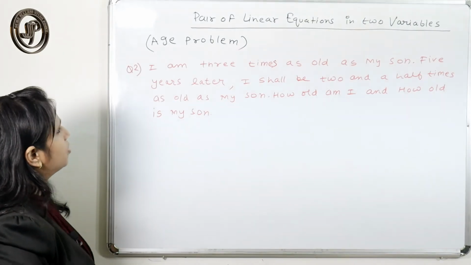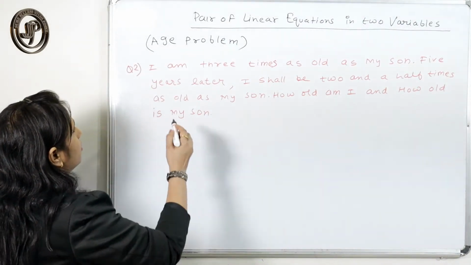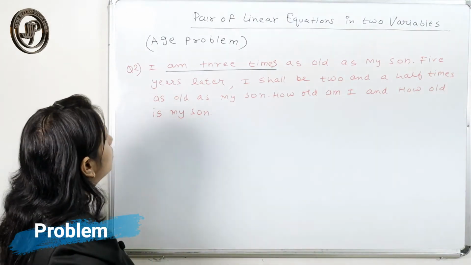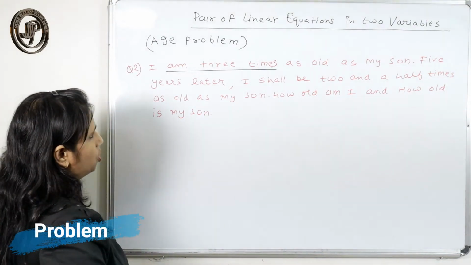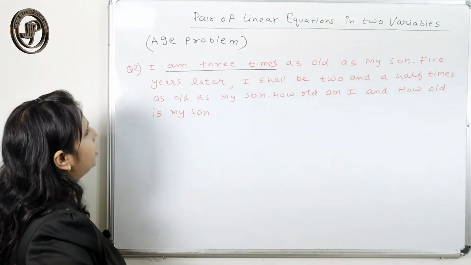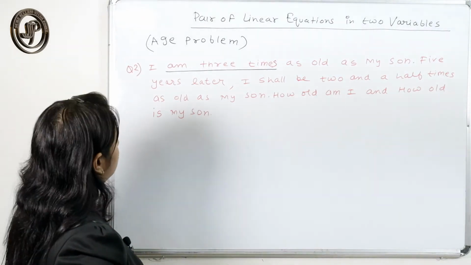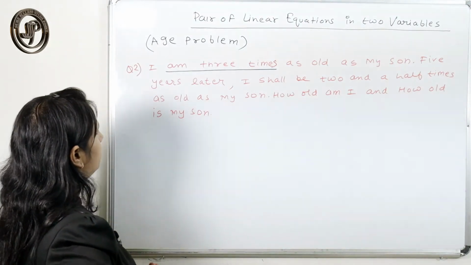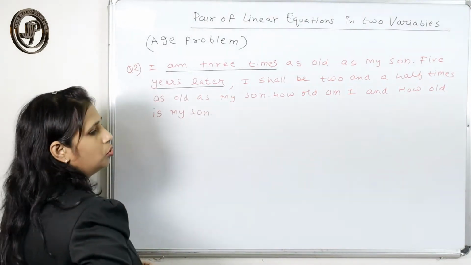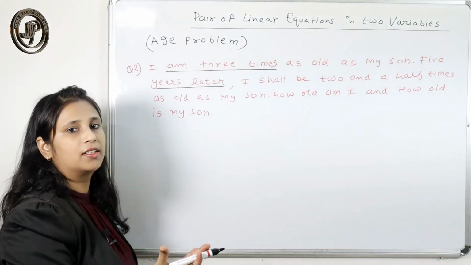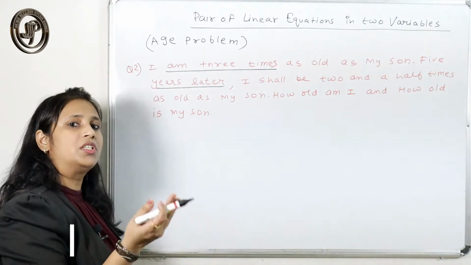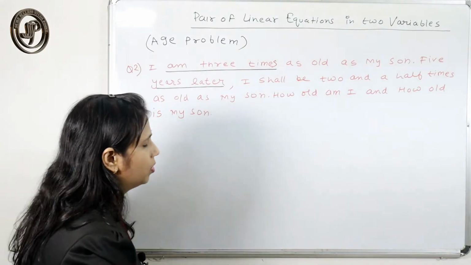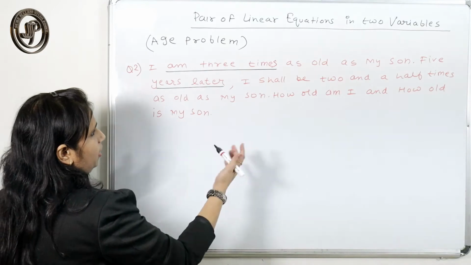One more question. Here they are talking about the present tense: I am 3 times as old as my son. This is about the present. 5 years later is about the future. For the future, we add; for the past, we subtract; and for the present, we don't use anything, we just directly equate them.